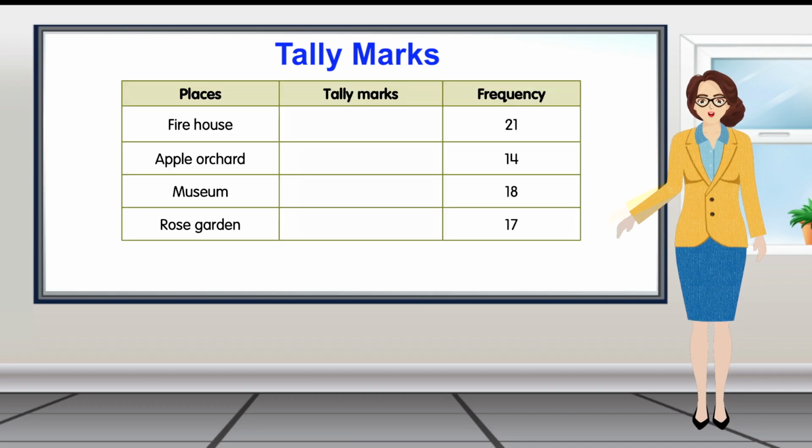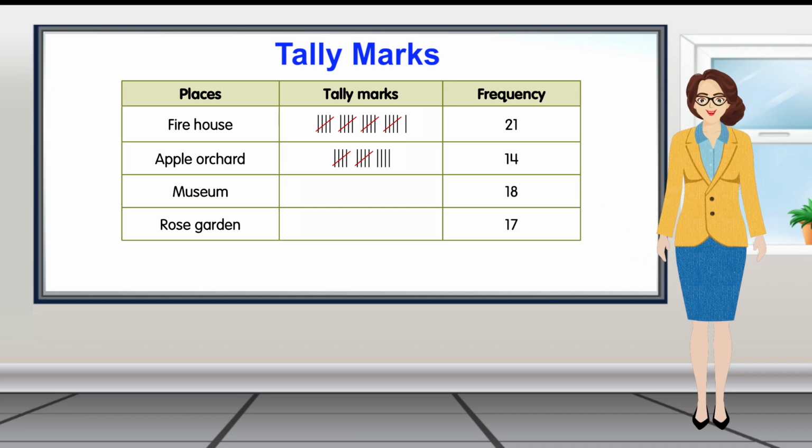There are 21 friends who want to visit a firehouse. 20 plus 1 is 21. We will make 4 bundles of tally marks for the data 20, as 20 divided by 5 is 4, and draw one vertical line to represent the additional 1. 14 friends want to visit the apple orchard. 10 plus 4 is 14. We will make 2 bundles of tally marks for the data 10, as 10 divided by 5 is 2, and draw 4 vertical lines to represent the additional 4.